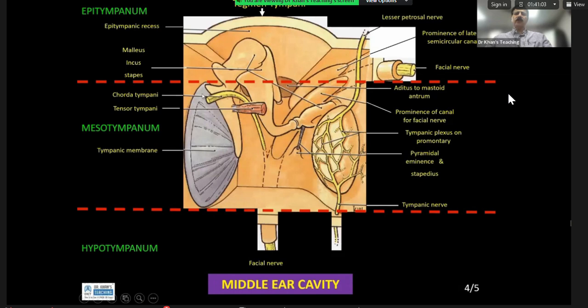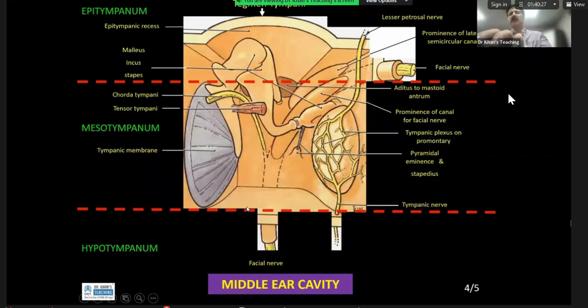How do you divide it? Now, this is the tympanic membrane. If you draw an imaginary line from here to the tympanic portion of the facial nerve, here, superior to that, and the lateral semicircular canal will also be at times at the same level. Superior to that will be the epitympanum. This is the mesotympanum, also known as the middle ear cavity proper. And this is known as hypotympanum.